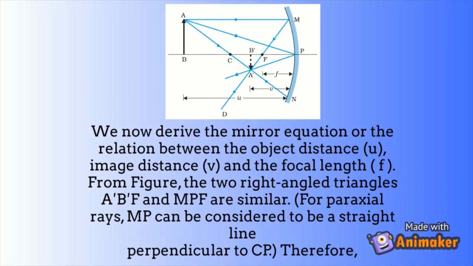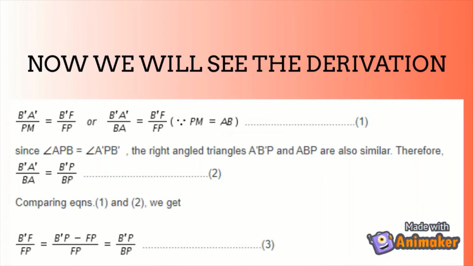We now derive the mirror equation, or the relation between the object distance U, image distance V, and the focal length F. From the figure, the two right-angled triangles ABF and NPF are similar. For paraxial rays, MP can be considered to be a straight line perpendicular to CP, therefore. Now we will see the derivation.